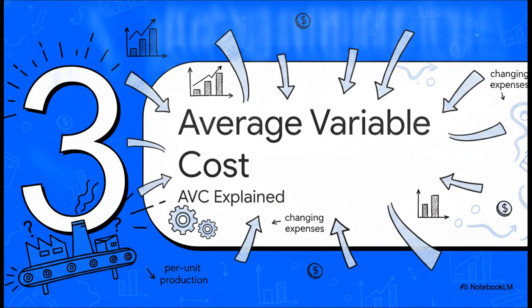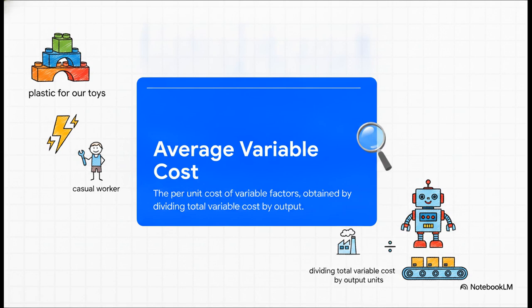All right. Section 3, average variable cost. Awesome. We've tackled the fixed costs. Now let's completely switch gears and focus on the changing expenses. Average variable cost, or AVC, is the per unit cost of your variable factors. You get this by dividing your total variable cost by your output units.